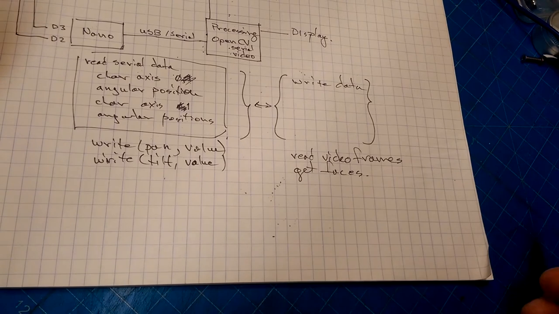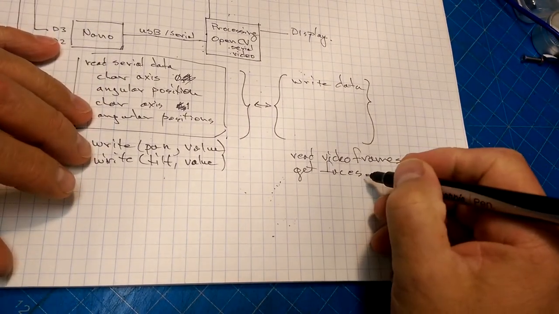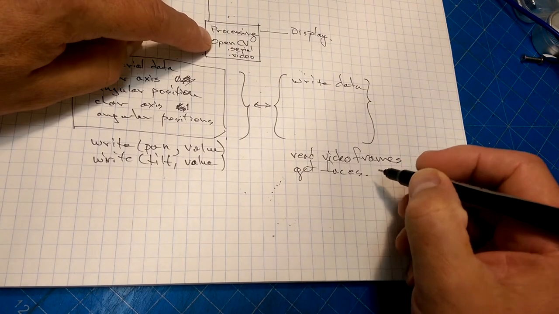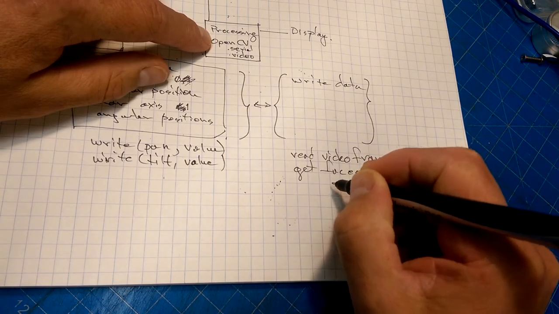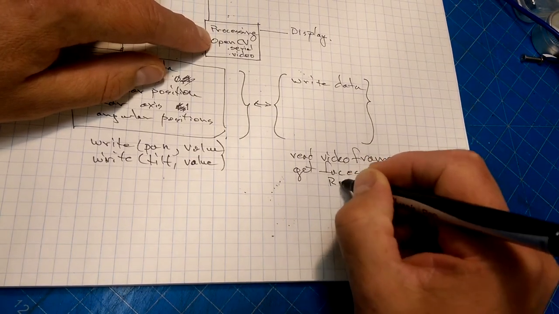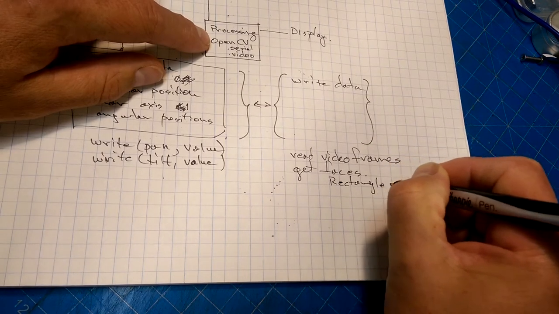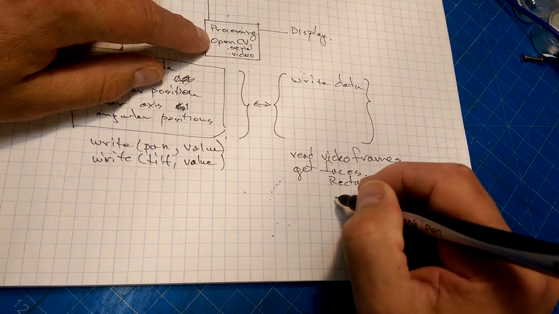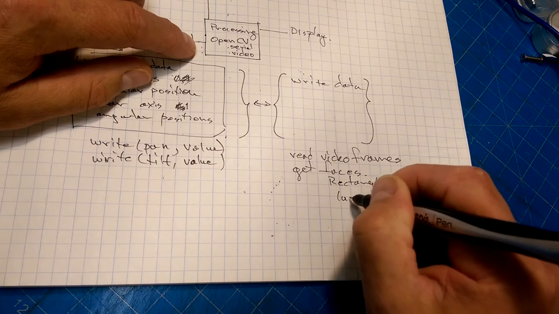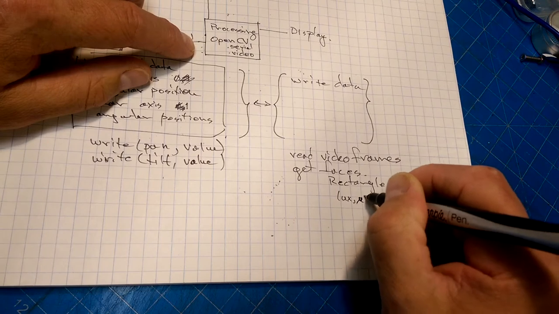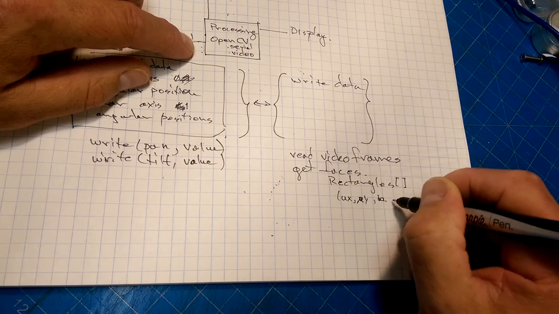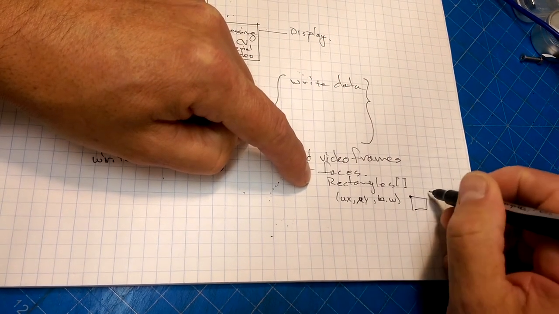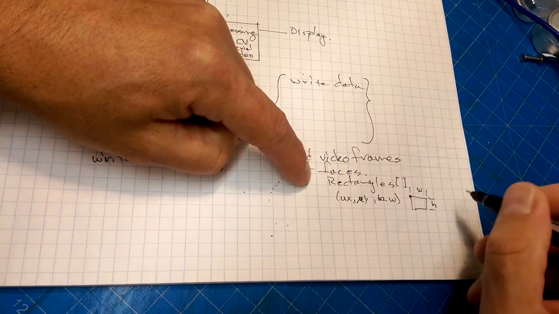Okay, so where were we when the power went out there? Oh, yeah. Getting faces. So basically, OpenCV has a module in there that does face recognition, and what it does is it returns an array of rectangles that enclose what it's detected as a face. We'll call it rectangles, and it's going to be an array containing 4-tuples: the upper left corner X and Y coordinates, and then the width and height. So that's what rectangle stores.